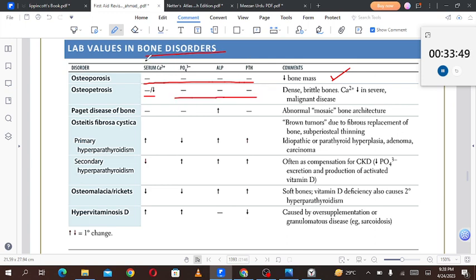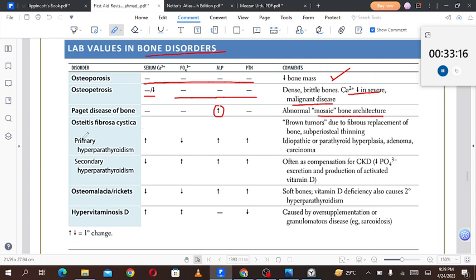Why will serum calcium be low? Because normally some amount of calcium enters the serum due to the resorption of bone, and if bone resorption is not taking place, the calcium level may be low. So, dense brittle bones; calcium decreased in severe malignant disease. In that particular condition, calcium will be decreased. Otherwise, the calcium level is normal. Paget's disease of bone: serum calcium and phosphate are normal. Parathyroid hormone is also normal. Alkaline phosphatase may be elevated. Abnormal mosaic bone architecture.